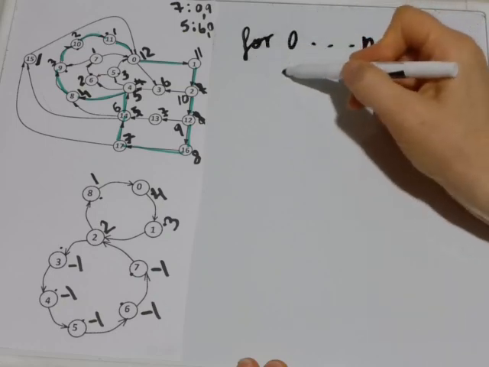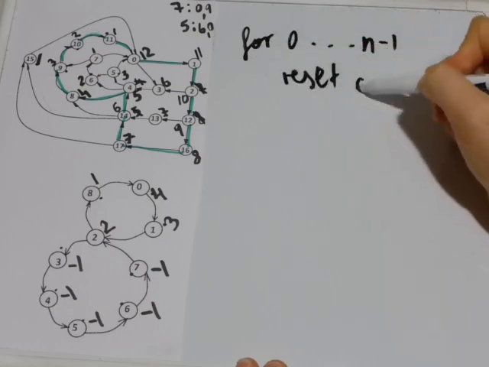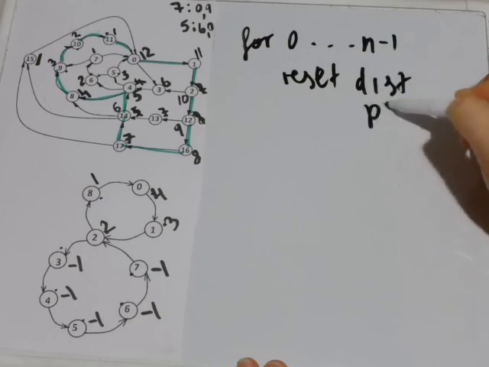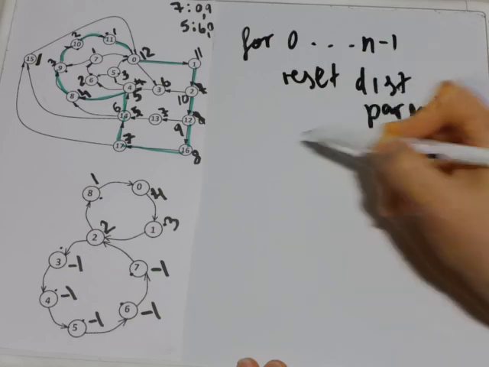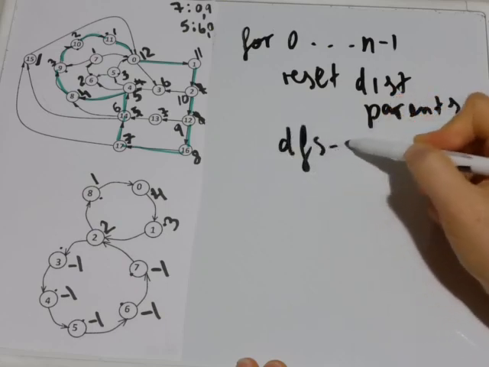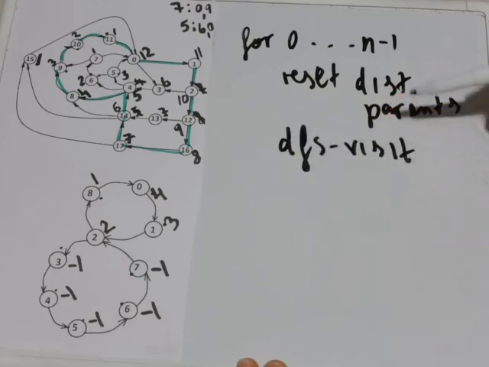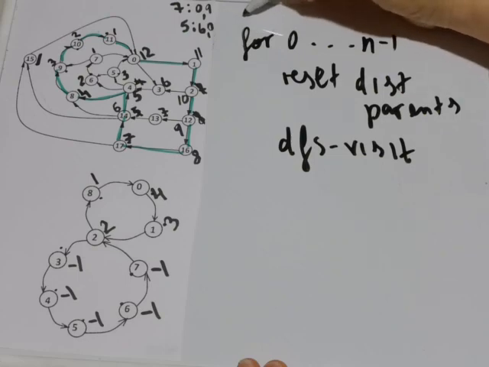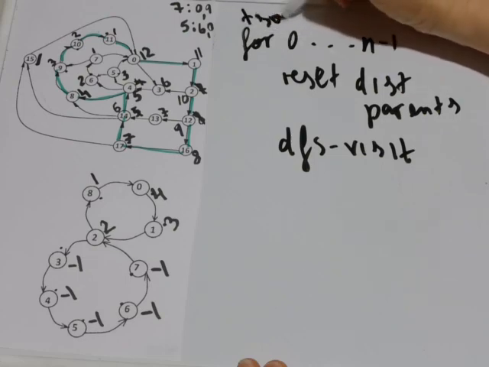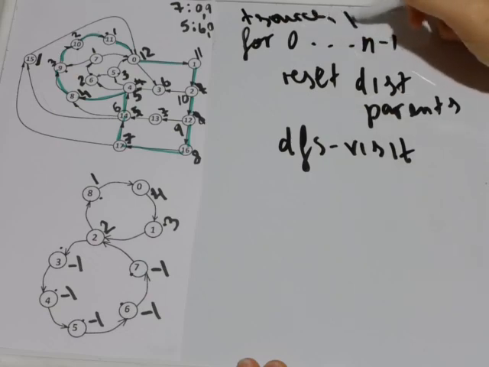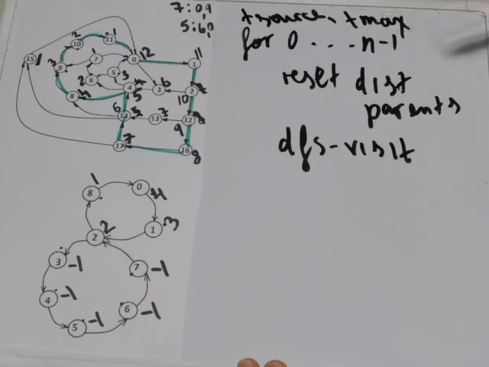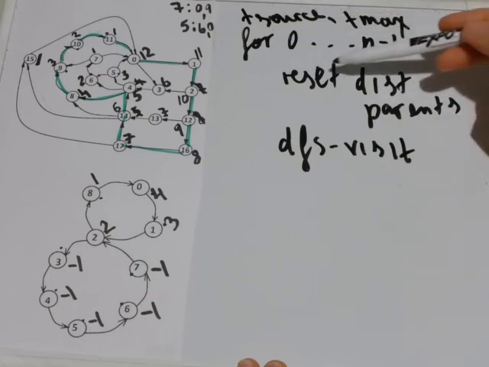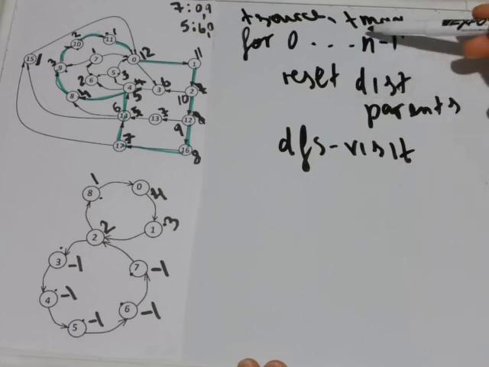So really you need to have a for loop that runs on all the nodes, and for each node you need to reset distance and parents and run DFS visit that updates distance and parents in the way I explained before. And you also need to maintain some temporary variables, like temporary source and temporary max length of the cycle, and update this source and max with the longest distance found for each node.